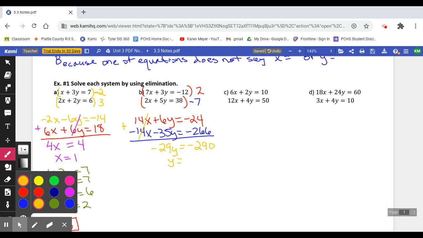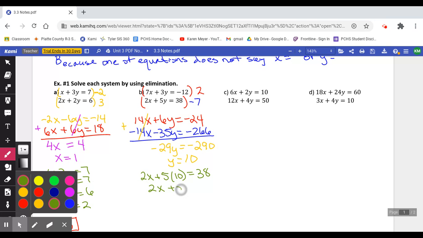Divide both sides by negative 29, and we come up with our first answer of y equals 10. So now go plug it in. This time I'm going to choose the bottom one. So 2x plus 5, and instead of y, insert 10 equals 38.